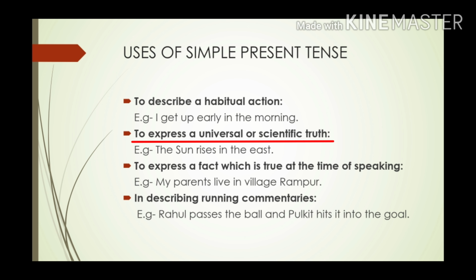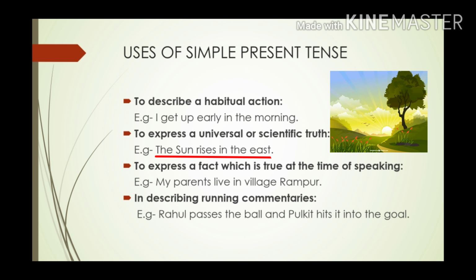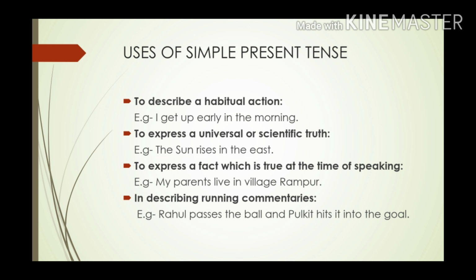Next, we use simple present tense to express a universal truth, means something that is accepted universally. For example, the sun rises in the east. Now, this is a fact. It is a universal truth. Nobody can deny it. So, for telling a universal or scientific truth, we use simple present tense.